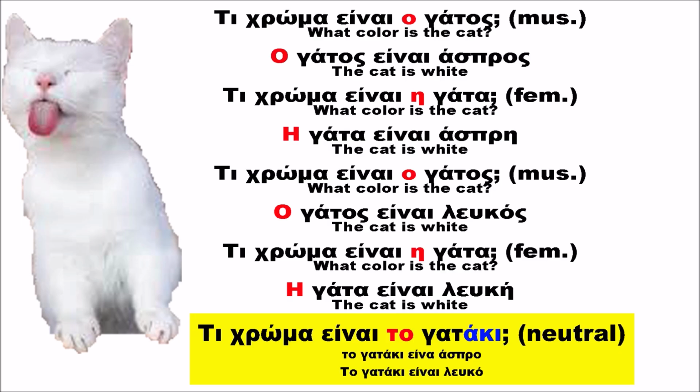If you remember in the previous lessons, when we add the word ending -άκι at the end of the word, it indicates something small. In this case, ο γάτος, το γατάκι, a small baby, a baby cat. But it doesn't indicate which gender, masculine or feminine.